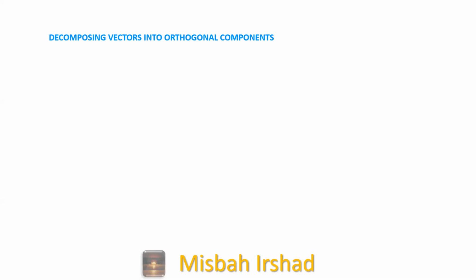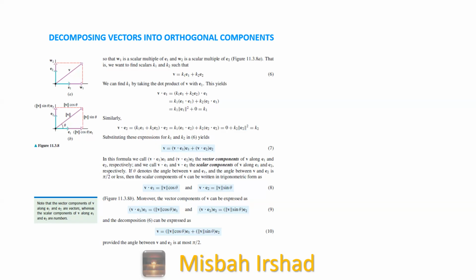Now, decomposition of vectors into orthogonal components. For this, if we have a vector v, you can see this figure, we have a vector v, and we have two perpendicular vectors w1 and w2. E1 is the unit vector along w1, E2 is the unit vector along w2. This means E1 and E2 are perpendicular to each other and they are unit vectors as well. And our target is to write v as k1 E1 plus k2 E2.